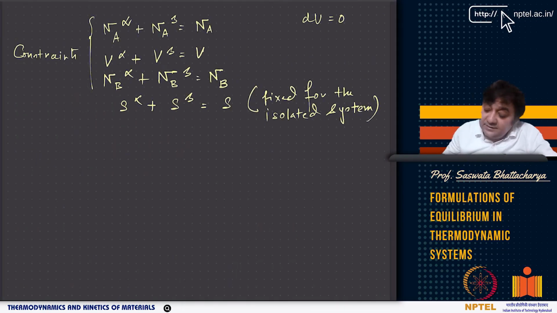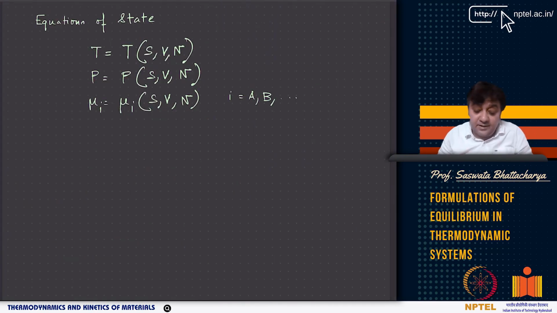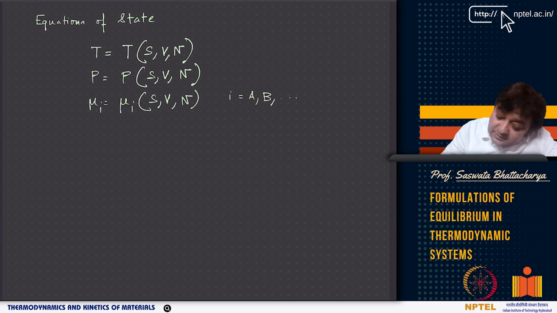And what we are saying is that the equilibrium is basically T alpha equal to T beta, P alpha equal to P beta, mu A alpha equals mu A beta, and mu B alpha equals mu B beta. Now we have these equations of state, where T itself, by the way, if you recall, these are homogeneous.